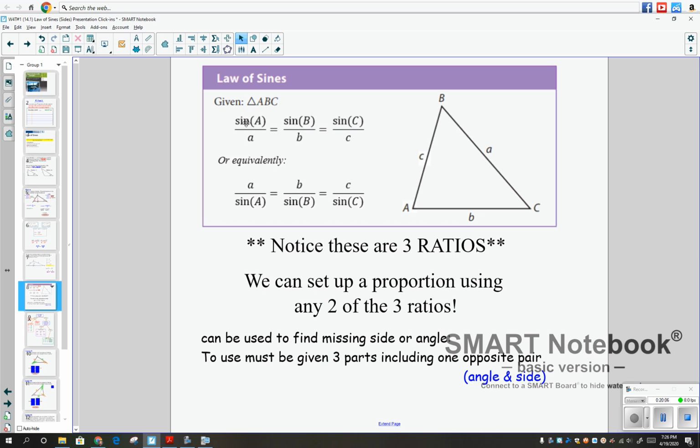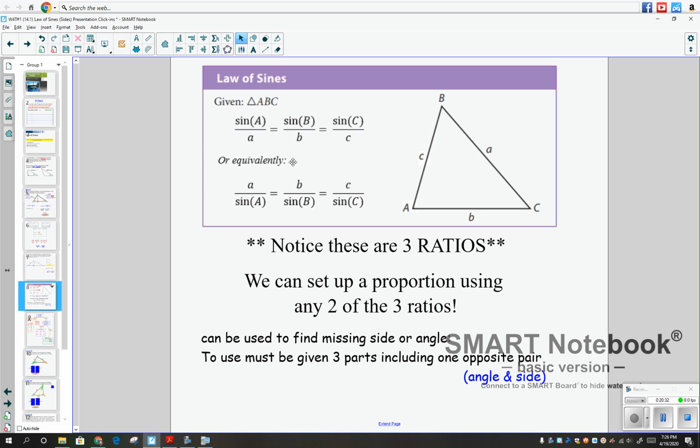The top one gives me sine of the angles. The bottom gives me the three sides. Notice side A is opposite of angle A. Side B is opposite of angle B, and side C is opposite of angle C. The other option is to put the sides on top and sine of the angles on the bottom. Well, the reason we give you two is because there is a reason for this.